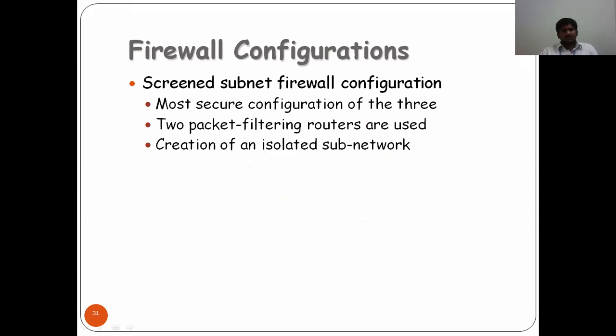The screened subnet firewall system, how are we going to be connected? It is the most secure of the three configurations, where packet filtering is used and an isolated subnetwork is created. So two packet filtering networks are used for this configuration, and another one is creating an isolated subnetwork also. Okay.